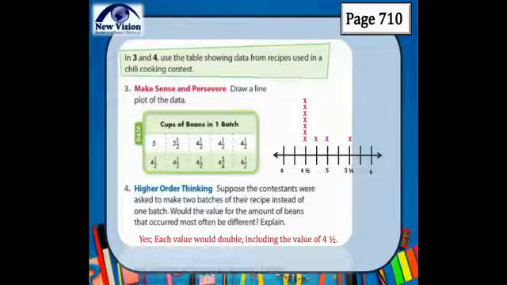Number 4. Suppose the contestants were asked to make 2 batches of the recipe instead of 1 batch. Would the value of the amount of beans that occurred most often be different? Explain. The answer is yes, because each value would double, including the value of 4 and a half.